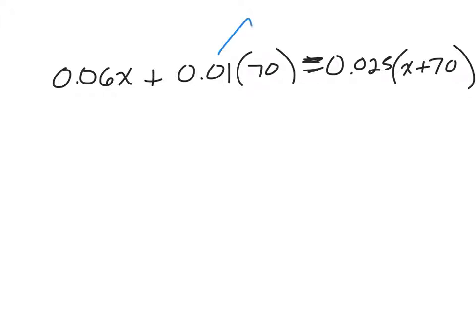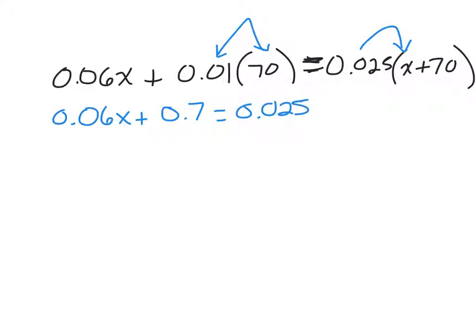What I can do is go ahead and combine that. Multiply these two together to show that would now be 0.06x plus 0.01 times 70 is going to be 0.7, is equal to, and let's apply the distributive property here. 0.025 times x is 0.025x, and 0.025 times 70, since it's positive 70, is going to be just plus 1.75.